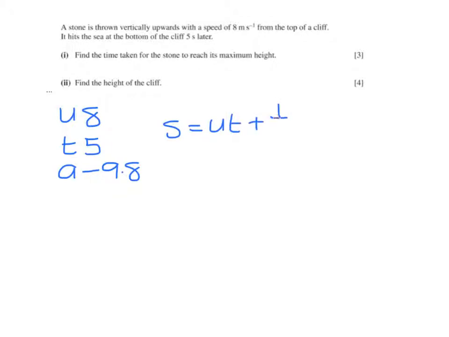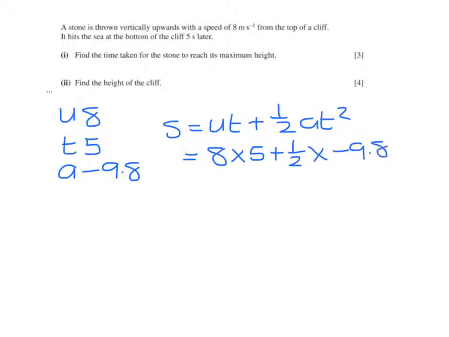There's a number of ways to do part 2. I'm going to do the easiest way first. The stone was thrown vertically up with speed 8. It hits the cliff 5 seconds later. And because it initially travelled up, its acceleration is minus 9.8. We want to work out the displacement, so x will equal ut plus 1/2 a t squared. So that's 8 times 5 plus 1/2 times minus 9.8 times 5 squared, which is 25. And that gives us minus 82.5.